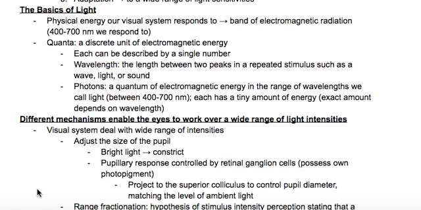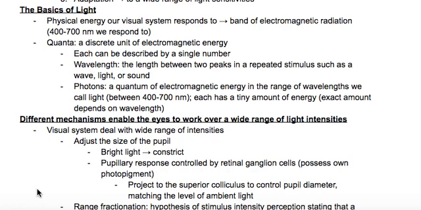The next section discusses just the basics of light. The physical energy our visual system responds to is just a band of electromagnetic radiation, which usually spans 400 to 700 nanometers that we can respond to. Quanta are discrete units of electromagnetic energy. Each quantum can be described by a single number.